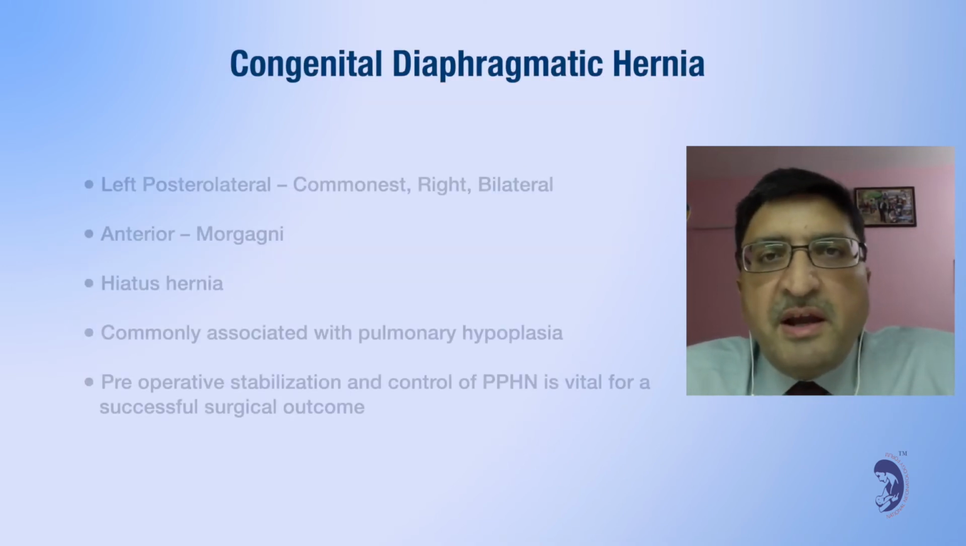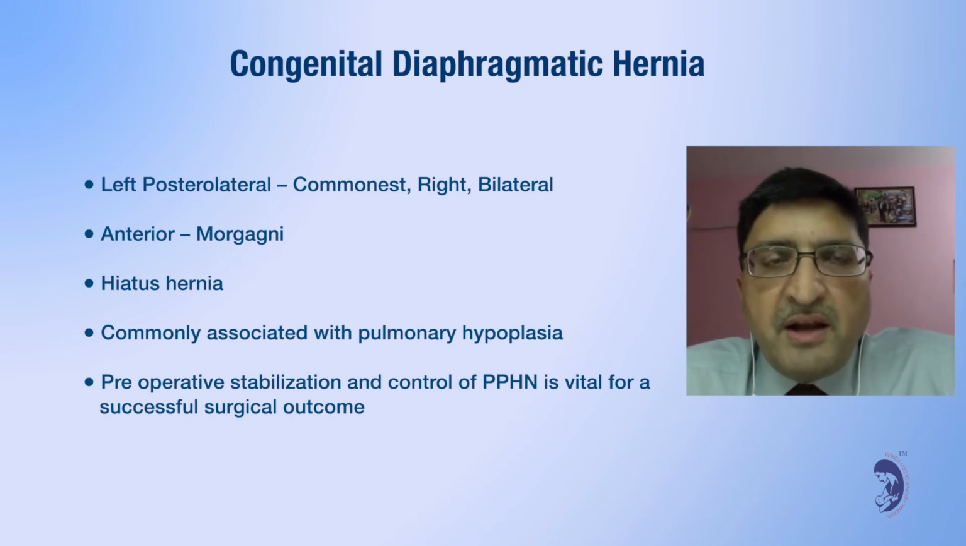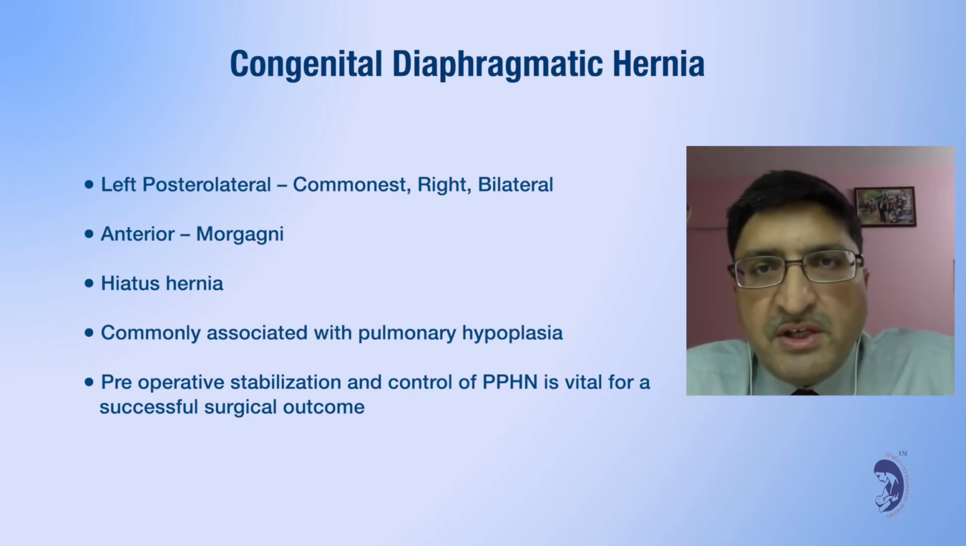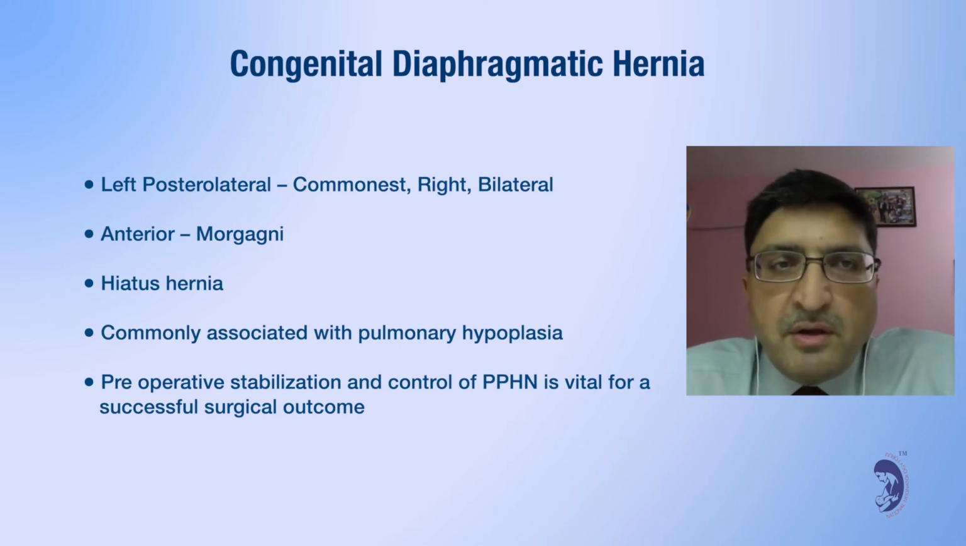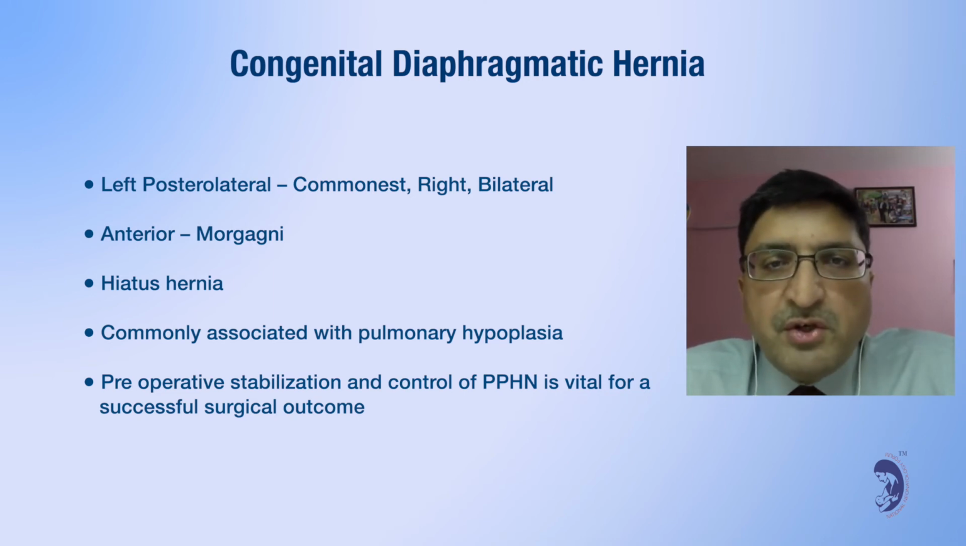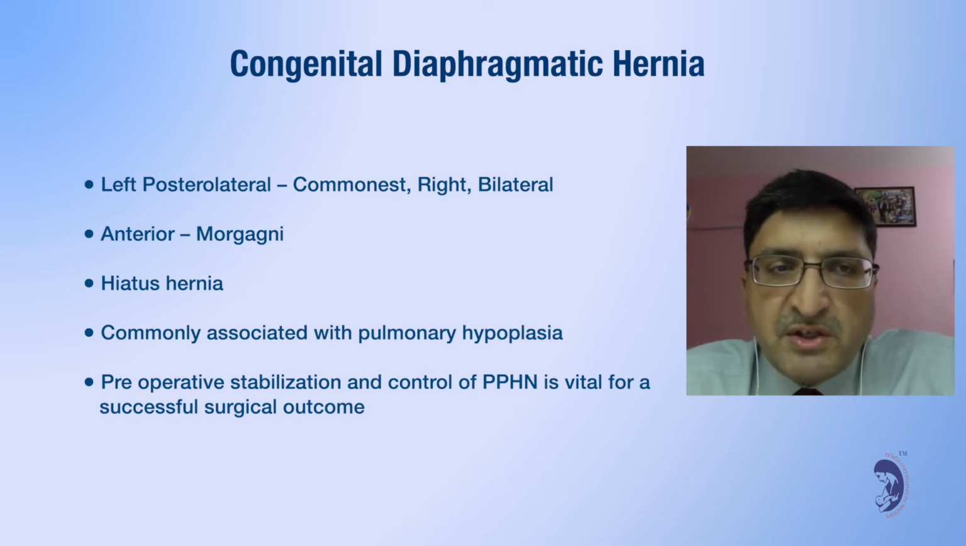Congenital diaphragmatic hernia is a very important and common cause of pulmonary hypoplasia. It may be either a left posterolateral diaphragmatic hernia, which is the commonest. It may also be present on the right, and it may be bilateral. Anterior diaphragmatic hernias are Morgagni hernias, hiatus hernias, and as I told before, diaphragmatic hernias are commonly associated with pulmonary hypoplasia, especially the left posterolateral ones.